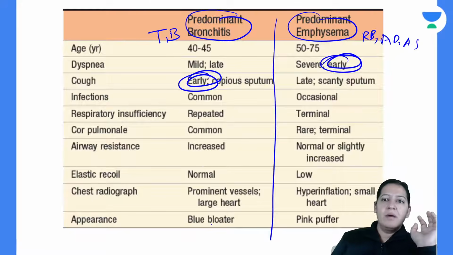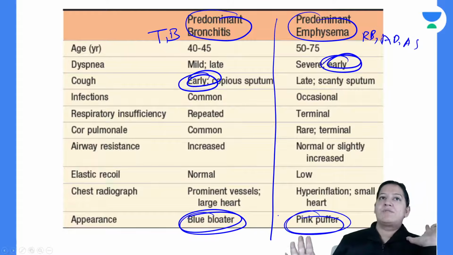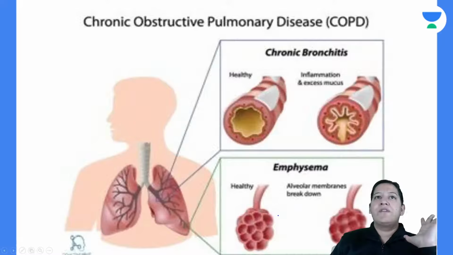These are the blue bloaters because of cyanosis. These are pink puffers because of absence of cyanosis, right? So please understand the differences between them.